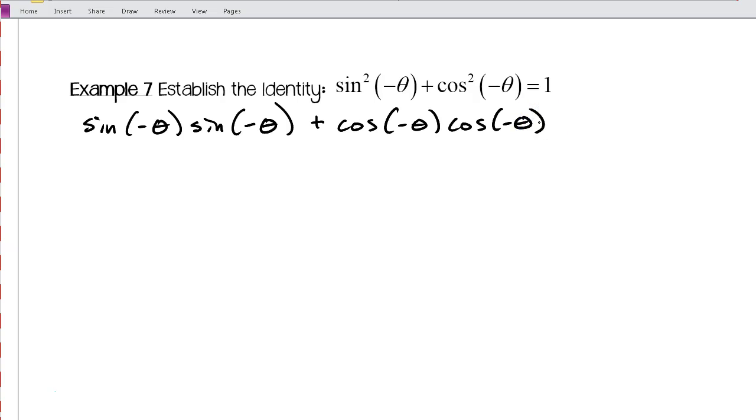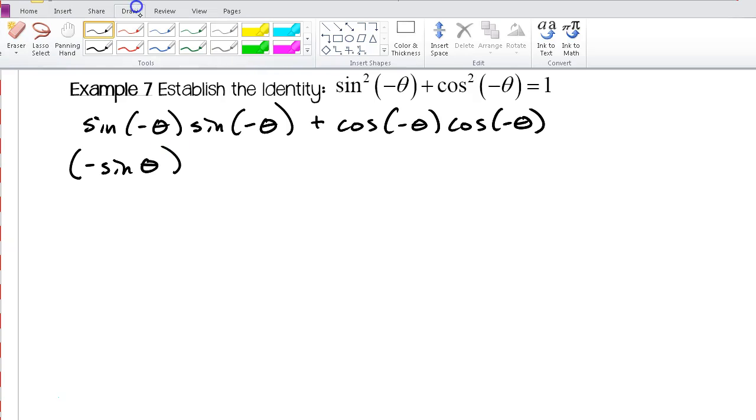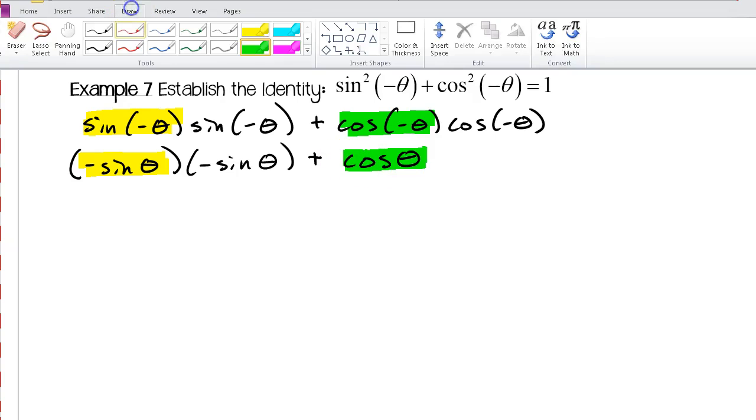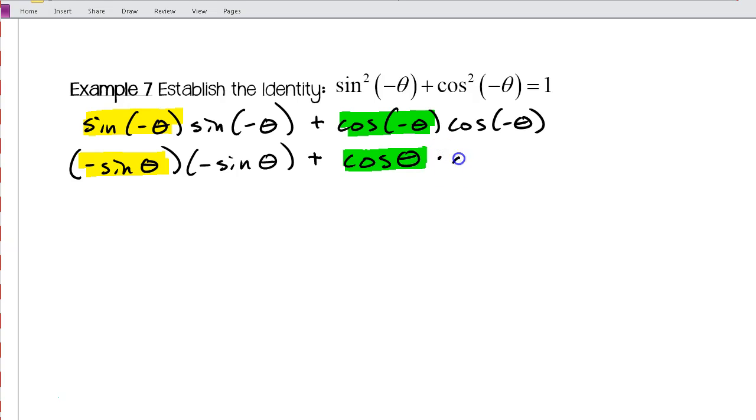If we look at our even-odd identities, I can see that sine of negative theta is the same as negative sine theta. These two are the same. I'll do the same thing for the other one. This sine negative theta is equal to negative sine theta, just using my identity. Also, I can see that cosine negative theta is the same as cosine theta. That's our property of this even function. So this is equal to that, and it will also be for this one, so that's times cosine theta, using the same identity.